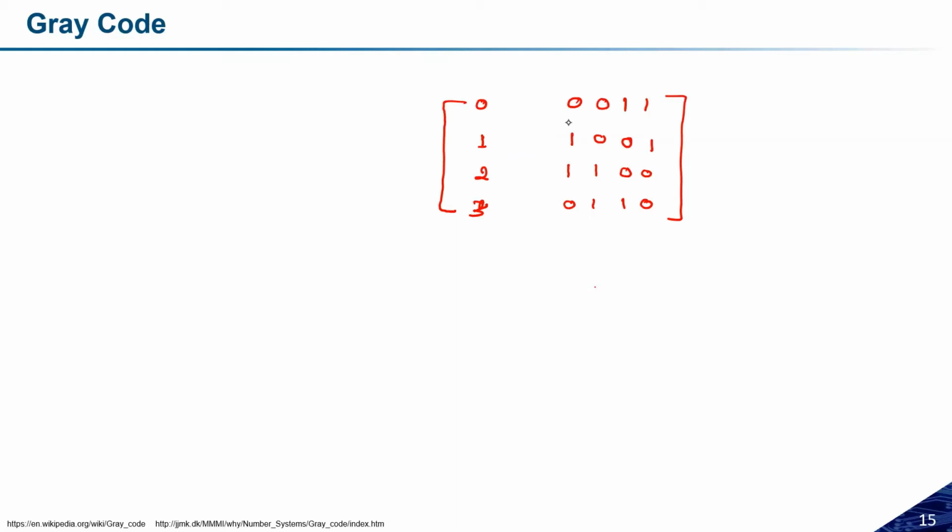Suppose I have a code for 0 as 0 0 0 0, and for 1 it becomes 1 1 0 0. No, it is not true, because we are shifting 2 bits here. We can shift only 1 bit in any one of the directions. This kind of code we call the cyclic code.